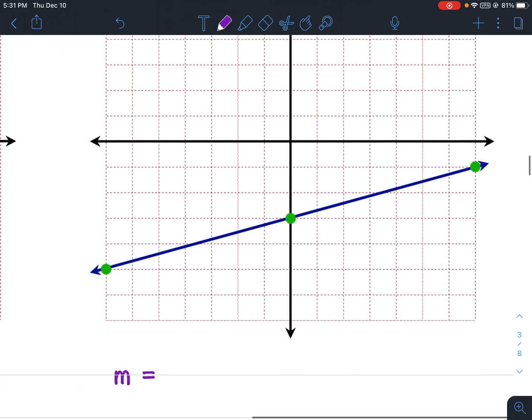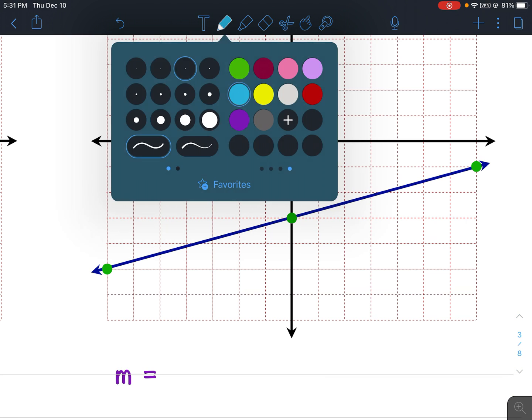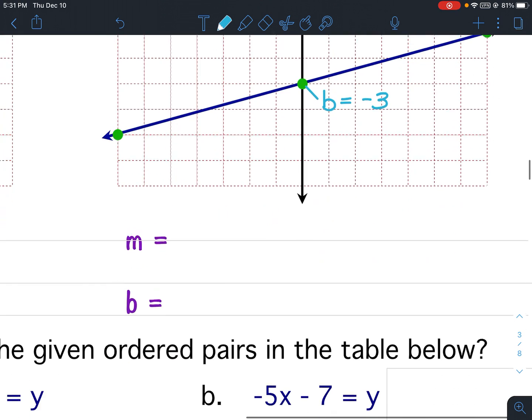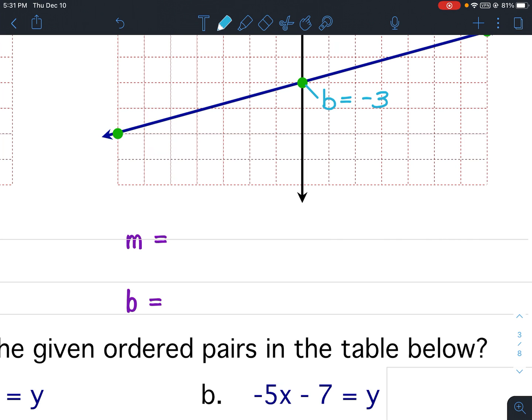All right, D. First, I want to look at this point right there. That point is where the graph crosses the y-axis. If that's where the graph crosses the y-axis, then that is your y-intercept. So this right here is our B. What does B equal? Well, that goes down 1, 2, 3. It goes down 3, so B would equal -3. B is -3.